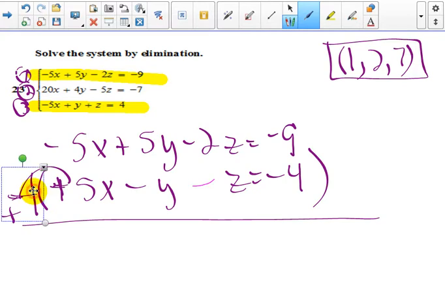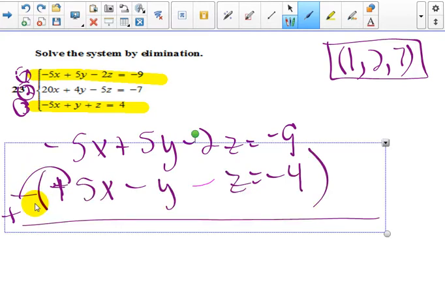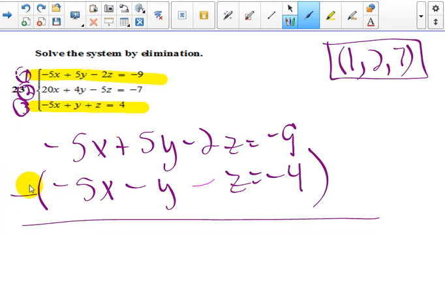So now we have, oops, we're going to add these together now.